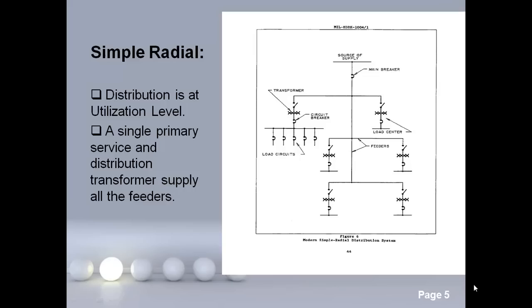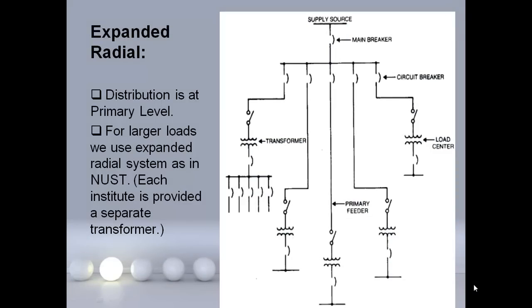The first one is simple radial, and in simple radial you can see in the picture that distribution is at utilization level, and a single primary service and distribution transformer supply all the feeders. The second one is expanded radial. In the expanded radial connection scheme, distribution is at primary level, and for larger loads we use the expanded radial system, as in our NUST, because each building has its separate transformer.